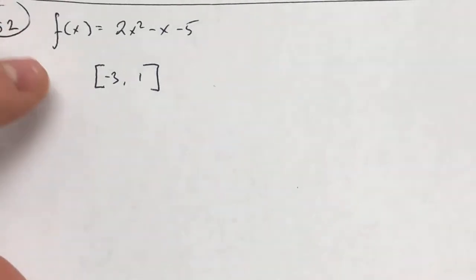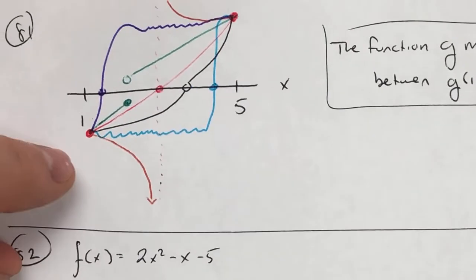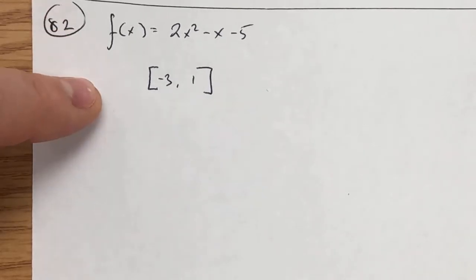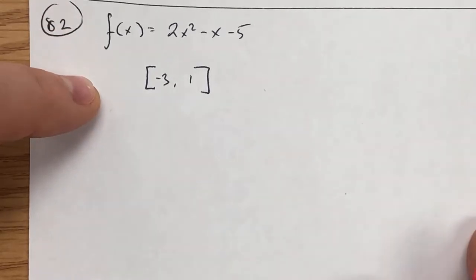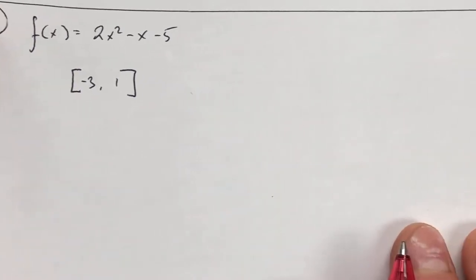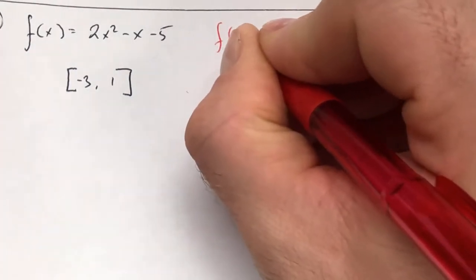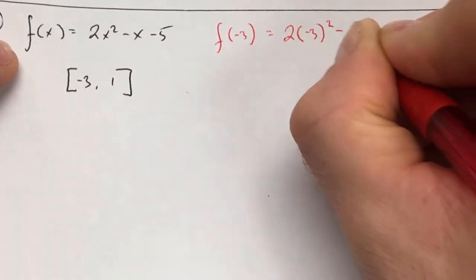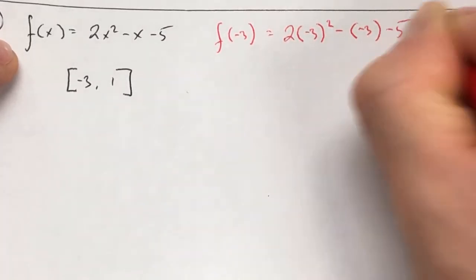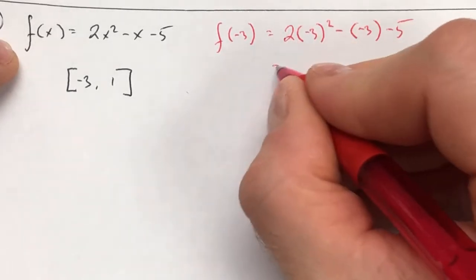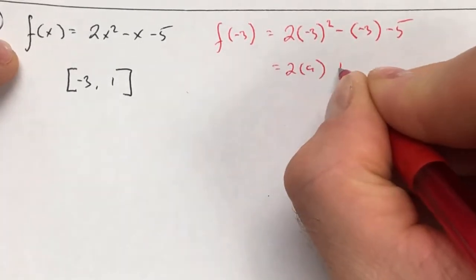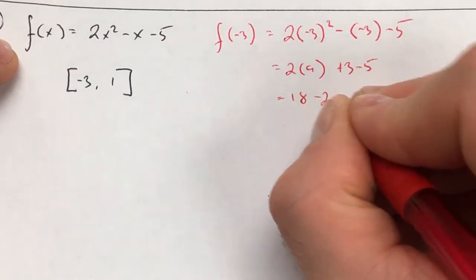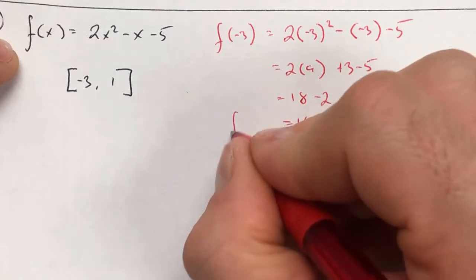Okay, well, from -3 to 1, we want to check out exactly what we just demonstrated right there. What is the graph doing? So our first step is to evaluate it at -3. So let's figure out what that is. So f of -3 is 2 times -3 squared minus -3 minus 5. This gives us 2 times 9 plus 3 minus 5, which is 18 minus 2, which is 16.